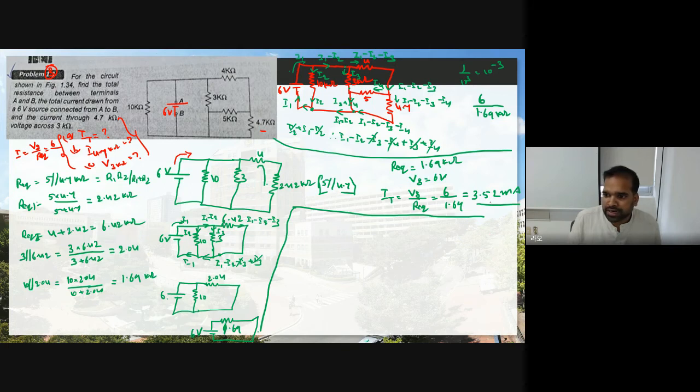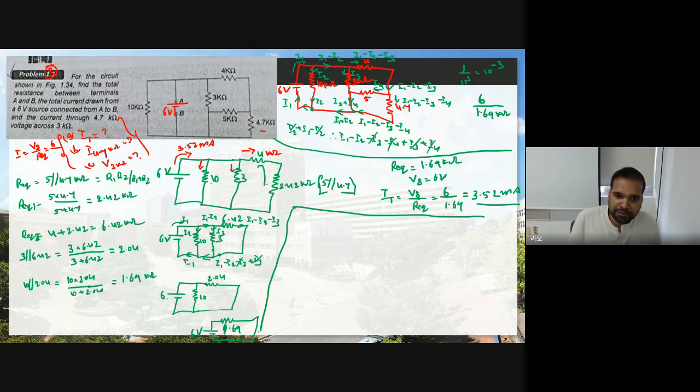What is the total current flowing from the source? 3.52 milliampere, yes or no? Yes. Now see how much current is going here and how much is going here. You need to find these two currents, then subtract them from 3.52, and that is the current going to the 4 kilo ohm resistor. After you know the current flowing at 4 kilo ohm, by using current division you can find the current flowing at 4.7 kilo ohm.